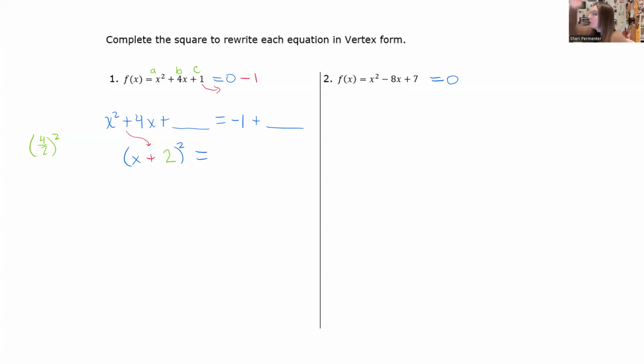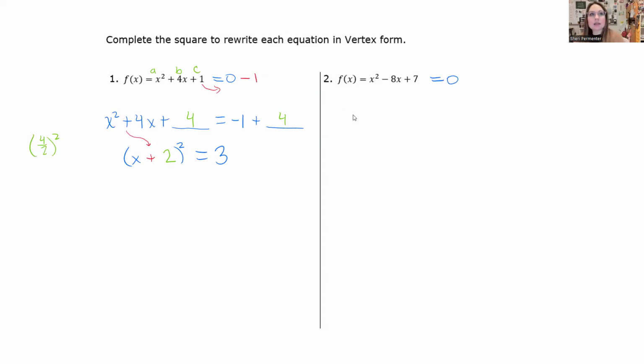2. And now I'm going to work my way up to fill in what goes on the blanks. And so what's 2 squared? And you go up with it. What's 2 squared? 4. Anything you do to one side of the equation, you must do to the other. So over here, what's 4 minus 1? 3. We just completed the square.